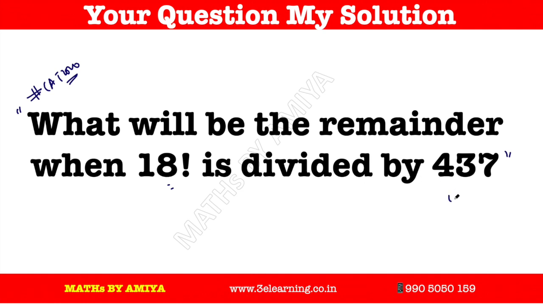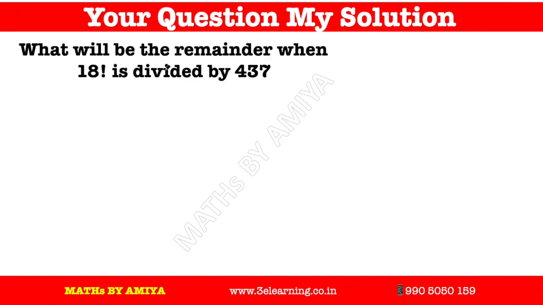The answer of this question is nothing but 436, or minus 1. This was a perfect example of the Wilson theorem and the Chinese remainder theorem. Let's solve this question. Since we have a factorial, we need to use the Wilson theorem. What is the Wilson theorem? (P minus 2) factorial when divided by P gives remainder 1, where P is prime, or (P minus 1) factorial divided by P gives remainder minus 1, or P minus 1, where P is prime, is termed the Wilson theorem.